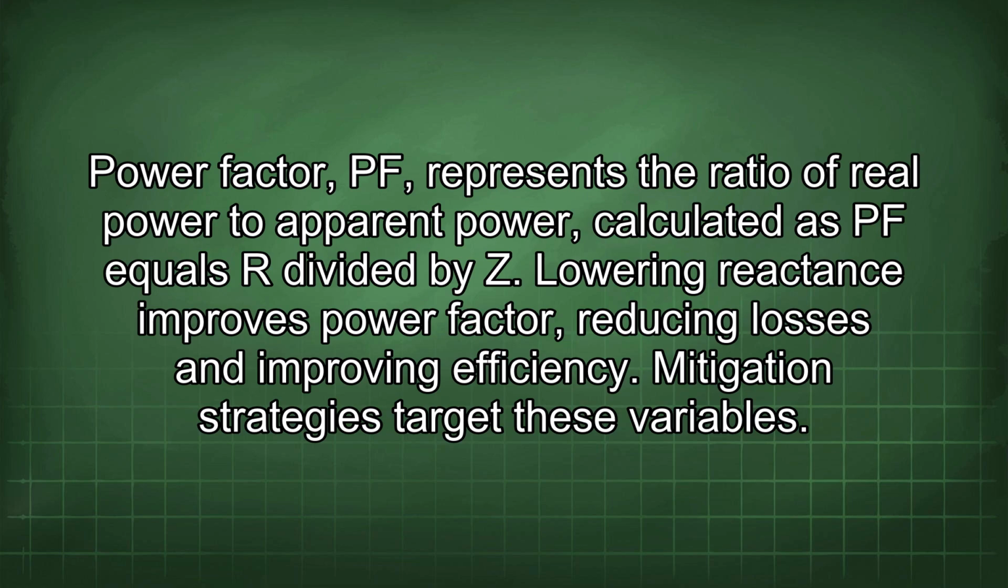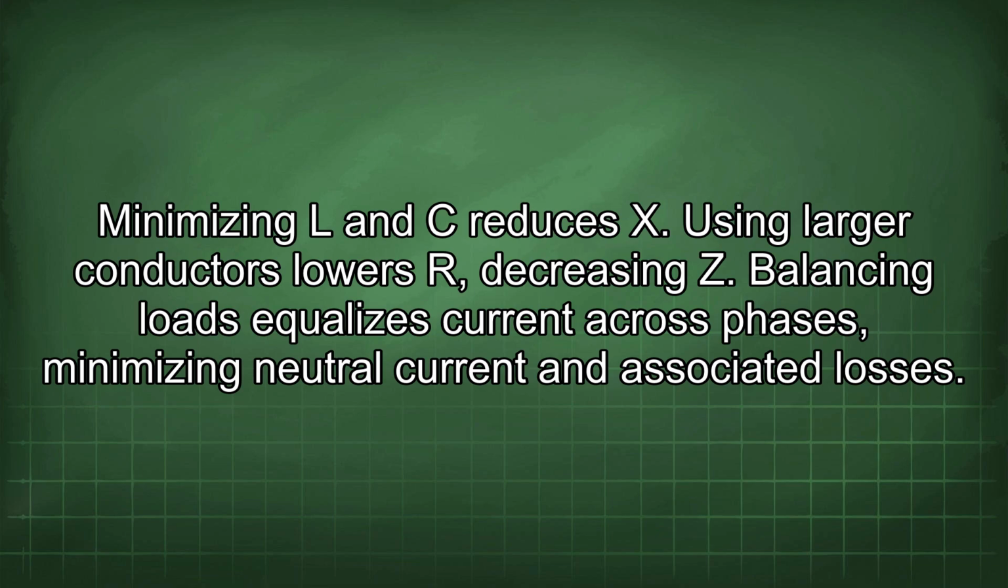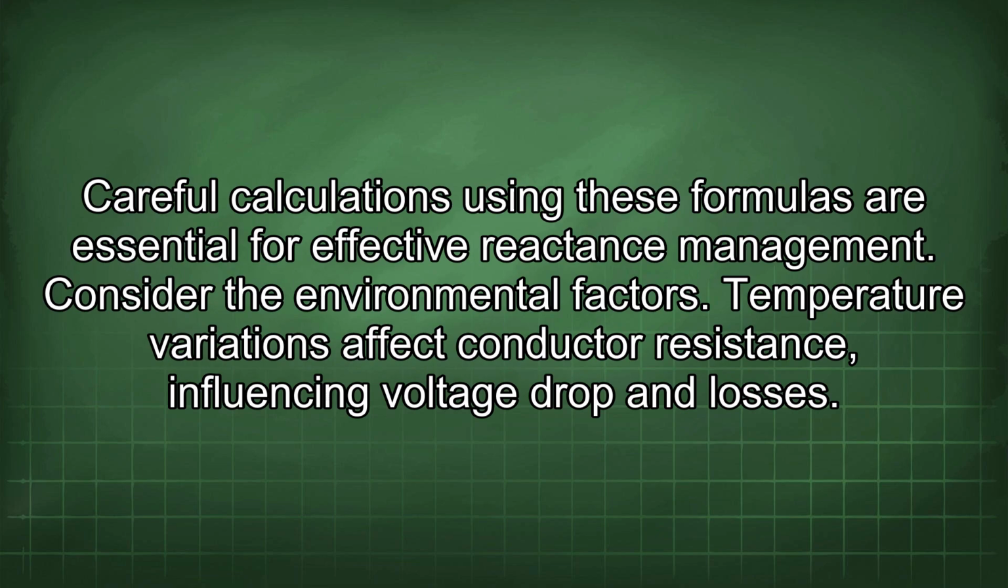Lowering reactance improves power factor, reducing losses and improving efficiency. Mitigation strategies target these variables. Minimizing L and C reduces X, using larger conductors lowers R, decreasing Z. Balancing loads equalizes current across phases, minimizing neutral current and associated losses. Careful calculations using these formulas are essential for effective reactance management.